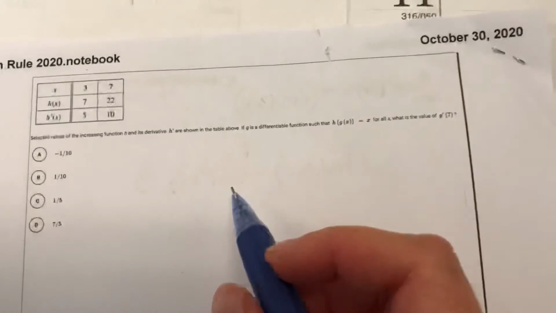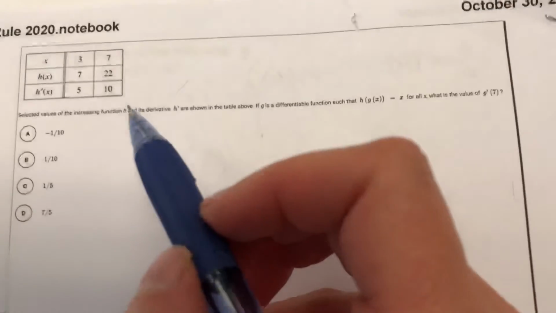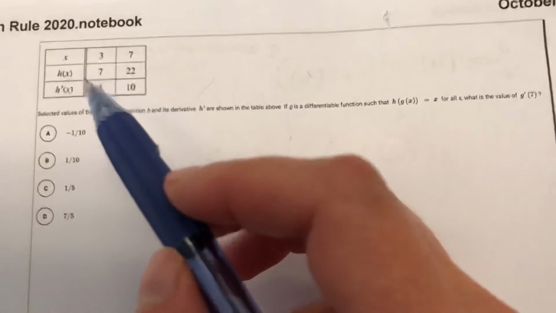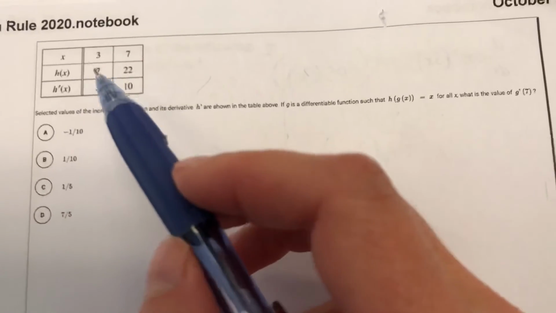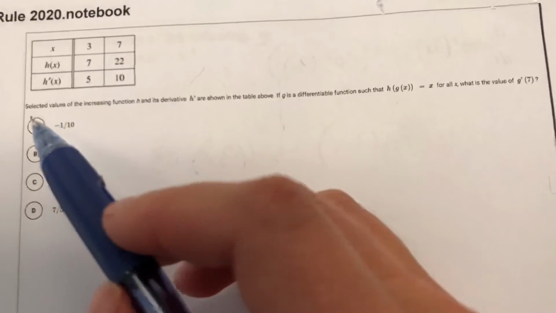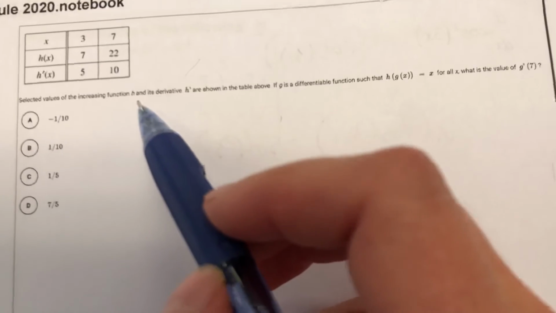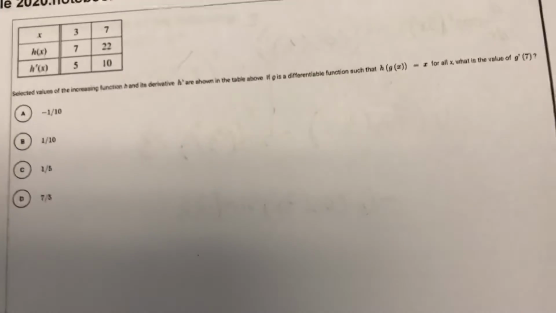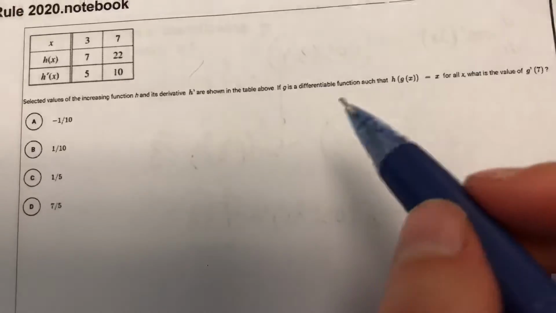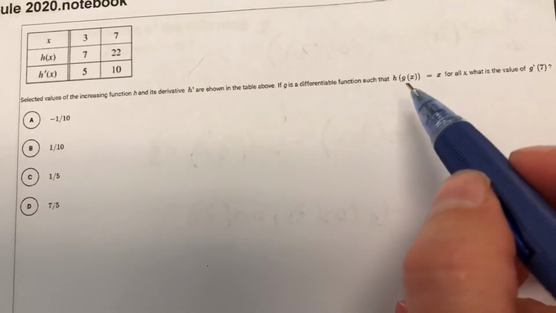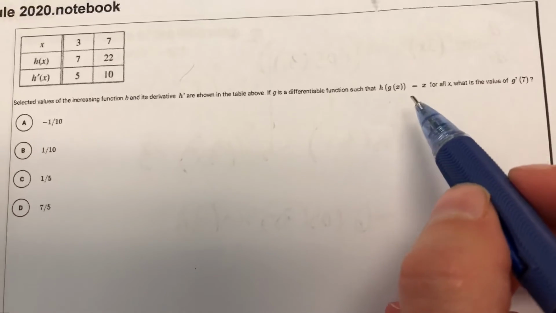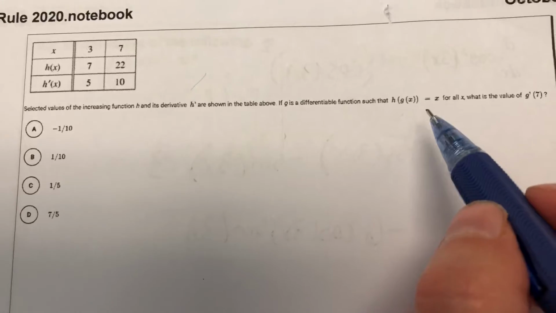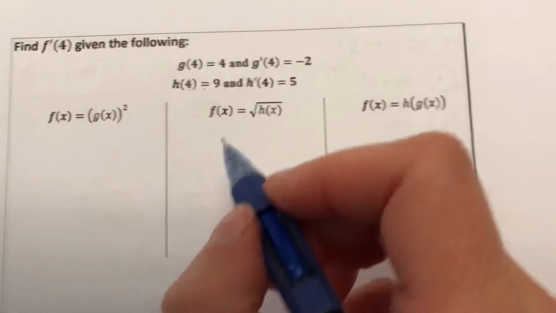A couple more. All right, so now this one deals with a chart. So instead of actually giving you the function, it just tells you information in a chart. So selected values of an increasing function are available in this chart. And then G is just some differentiable function. Oh wait, you know what? We're skipping this one. I forgot. We're skipping this one. Let's go on to this one.